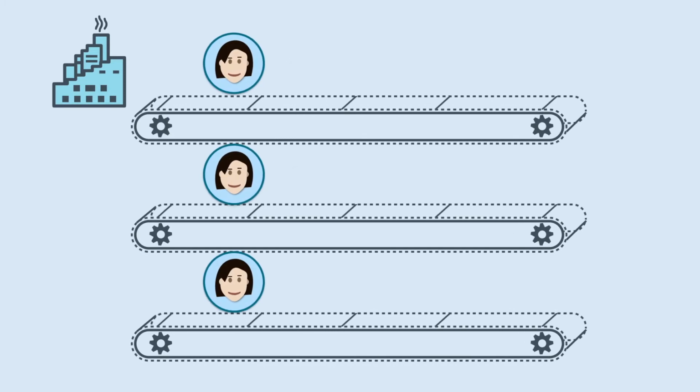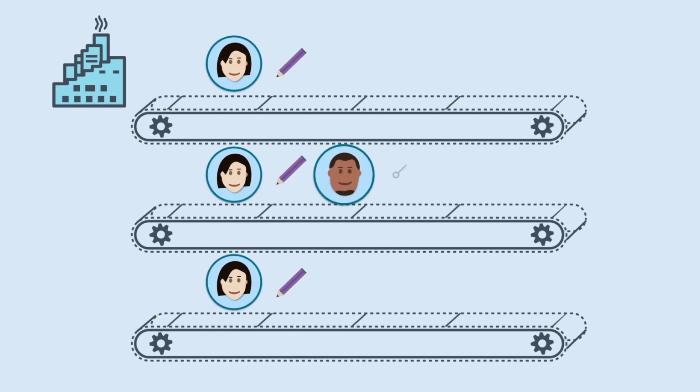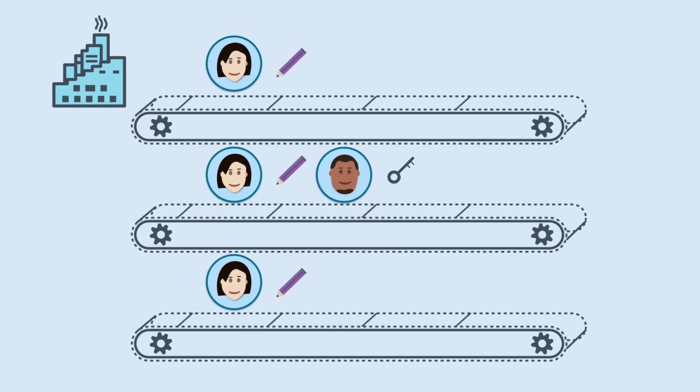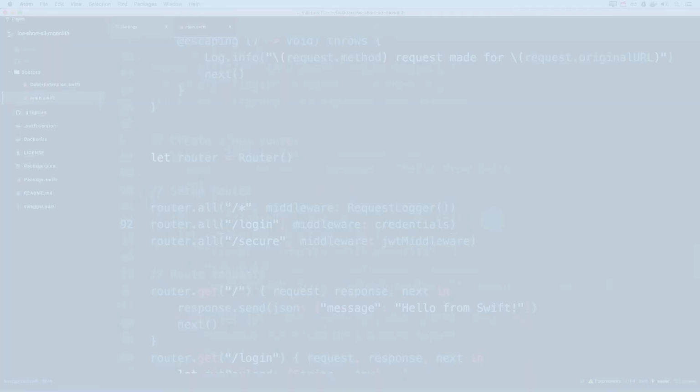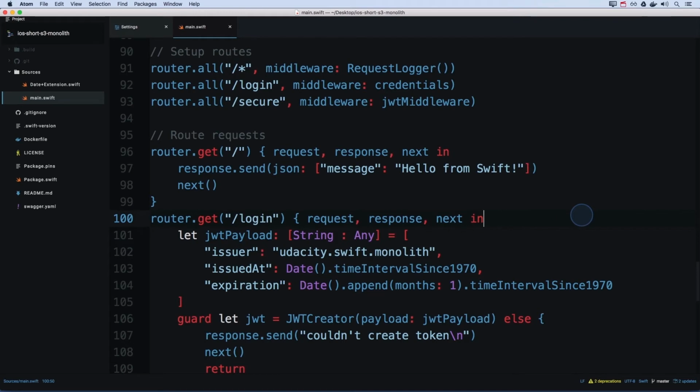All endpoints start with the logging middleware. Then for the login endpoint, we have the additional basic credentials middleware, and for the secure endpoint, we have the additional JWT middleware. After all this is set up, we actually have our request handlers. The root endpoint is simple. It just returns a JSON message.